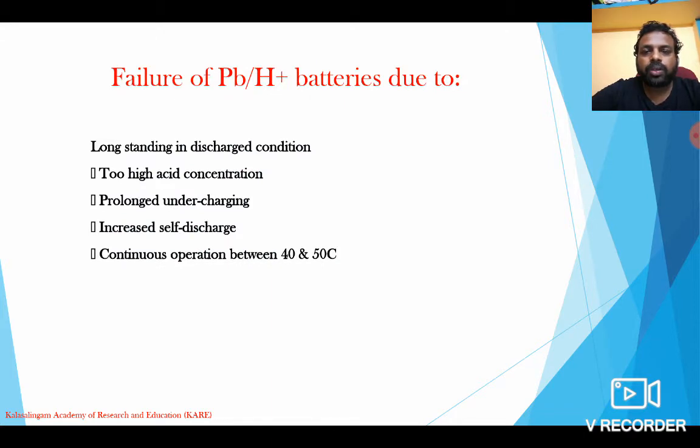And these are the reasons for battery failure. One is too high an acid concentration. If you use a high acid concentration in the electrolyte, it corrodes the electrode, so it affects the life of the battery also. And then prolonged undercharging, increased self discharge, and continuous operation between 40 to 50 degrees centigrade. So these are the general things that affect battery life.